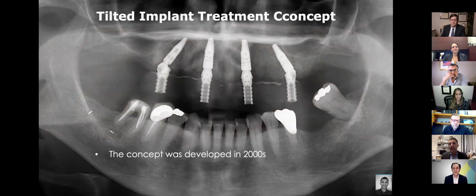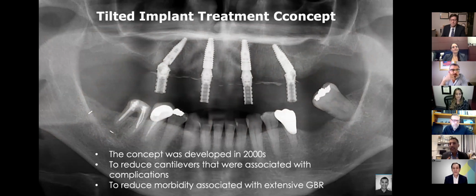That will bring us to the next topic, which is the tilted implant treatment concept. And why do we tilt implants? In order to gain anterior-posterior spread. The concept was developed in the early 2000s, to reduce the cantilevers that were associated with complications, and of course to reduce the morbidity that was associated with extensive GBR, because what is the most common situation that we will see? Pneumatized sinuses in the maxilla and an extremely resorbed posterior mandible.